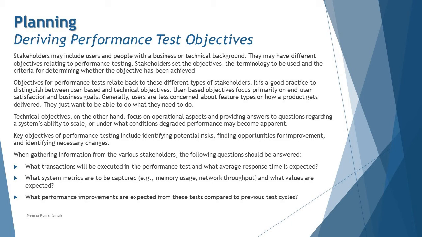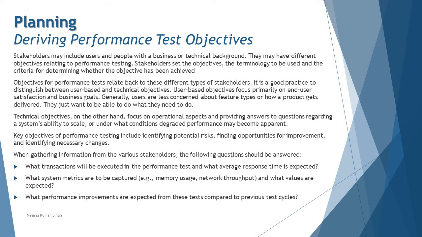They are: what transactions will be executed in the performance test, and what average response time is expected, which is a very hardcore and common question to begin with when setting up your objectives. Second, what system metrics are to be captured, which will help you achieve this analysis and present it as a result of performance testing, and what values are expected on these parameters or metrics, which could act like an SLA or threshold that you can define.